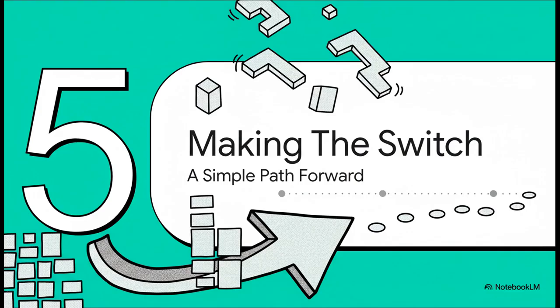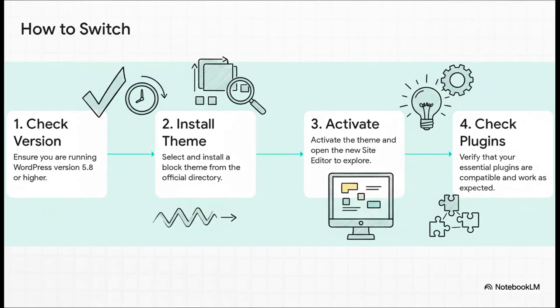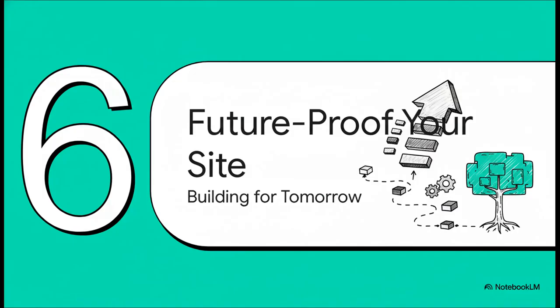All right, so you're probably thinking, this all sounds amazing, but it also sounds difficult. Is it hard to switch? And the good news is, the path to get there has been designed to be really straightforward. It really boils down to just a few steps. First things first, just make sure your WordPress site is running version 5.8 or something newer. Second, just pop over to the official theme directory and find a block theme that you like the look of. Third, activate it and start playing around in the new site editor. And last, just do a quick check to make sure your must-have plugins are compatible. And most modern plugins are these days. It's that simple.